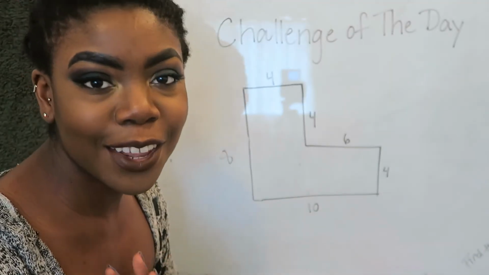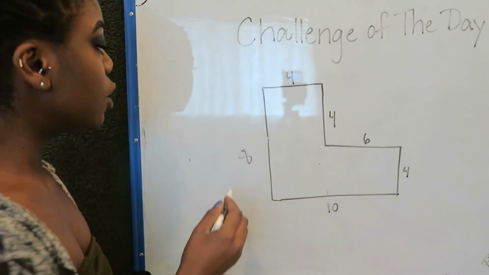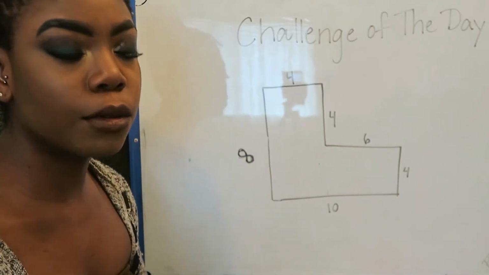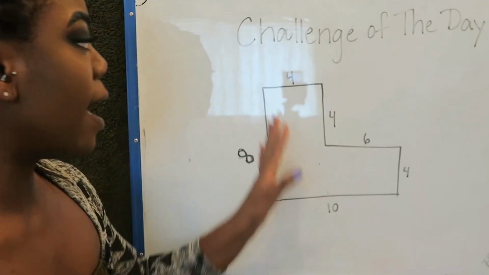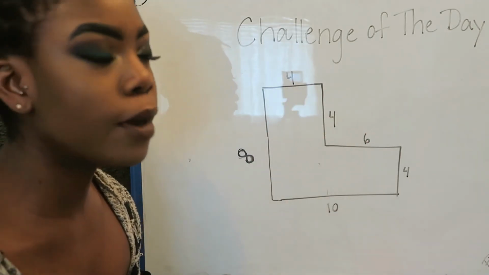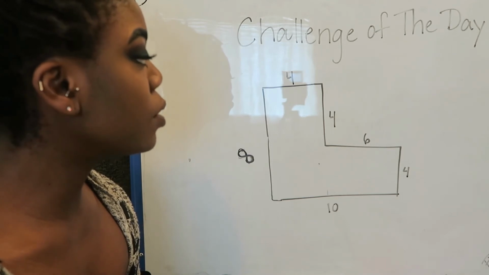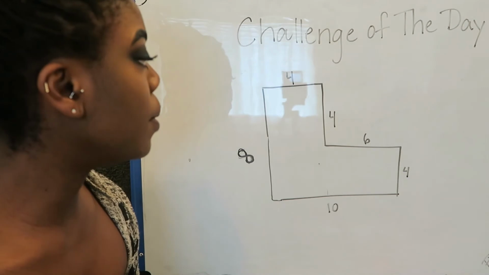We've made it to the challenge of the day. Here is my weird shape. So your job today, you're going to do this independently and then check with me, is to figure out what is the perimeter of this particular shape. I have all of the numbers here for you, all the measurements, and your job is to figure out what the perimeter is. Get a piece of paper and first figure out your addition sentence, and then go ahead and find the perimeter.